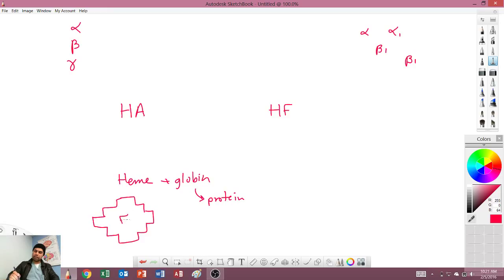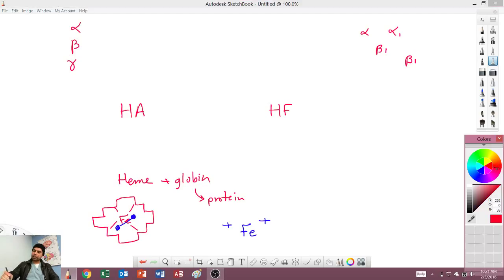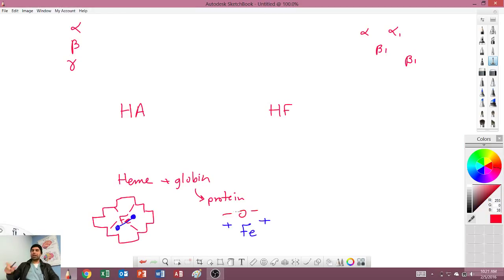In the center of it is iron, and this iron carries oxygen. So who carries oxygen? It is the heme group, or the iron of the heme group. Iron is plus 2, positive here. Oxygen is negative 2, negative here, so it binds it much better. So that's why iron is the central molecule.